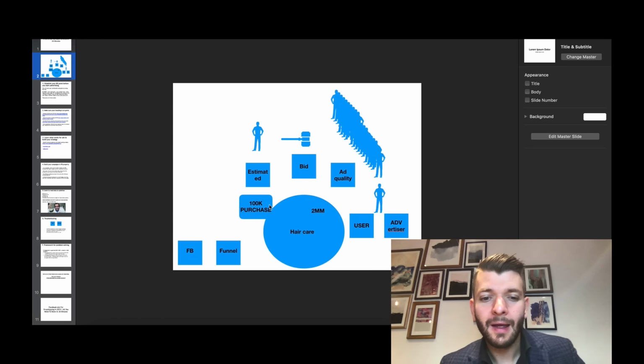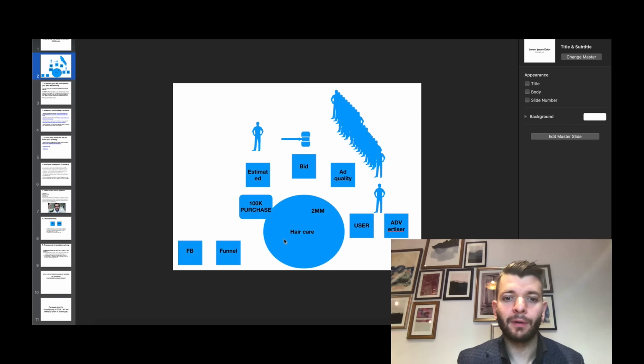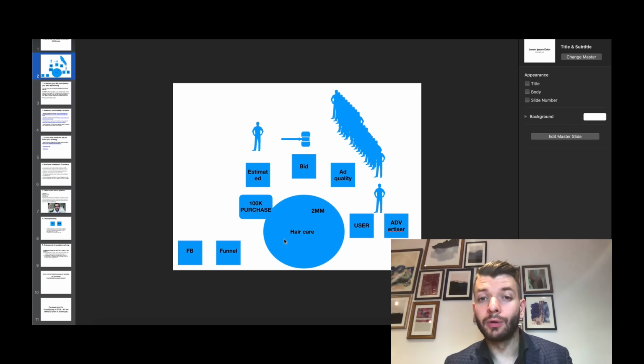And so in terms of optimization, let's say you're targeting an audience of 2 million people, like hair care or some other interest. Facebook will only show your ads to about 100,000 people within that audience if you optimize, let's say, for a purchase. Because within that audience of 2 million people, there are different segments and buckets of people that have specific inclinations. There are people, for example, that are inclined to make more purchases.